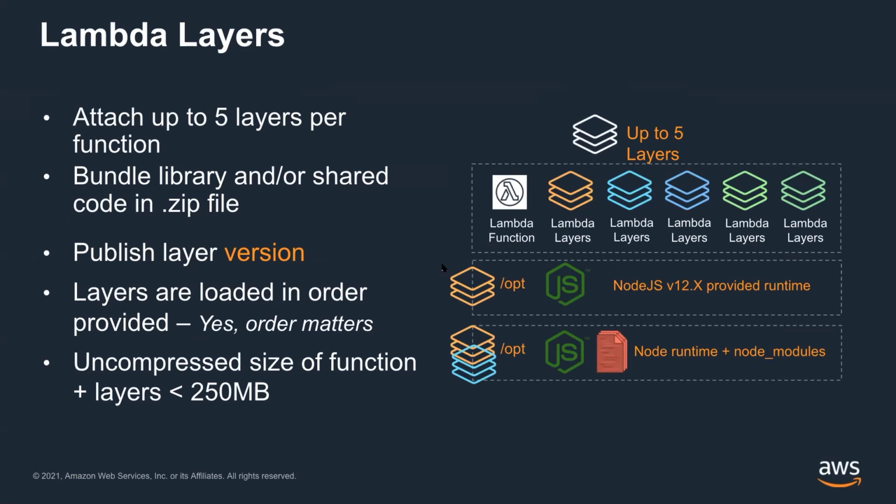You can have versions for every layer. For example, layer 1 can have a couple of versions, version 1, 2, 3. And you can choose to have different functions use different versions of that layer. And vice versa is possible as well. What it means is a function with version 2 can use layer 1 of version 3. So any combination is possible. The size of the function along with layers should be less than 250 MB.